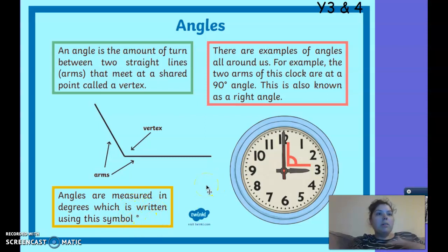And angles are all around you. If you look around your house now, you'll see lots of places where straight lines are making a point, and that is an angle. You can see it on your walls, on furniture. Have a quick look around now and see if you can see any.